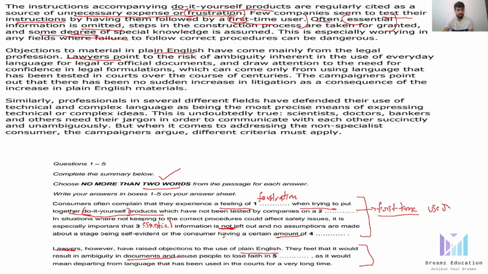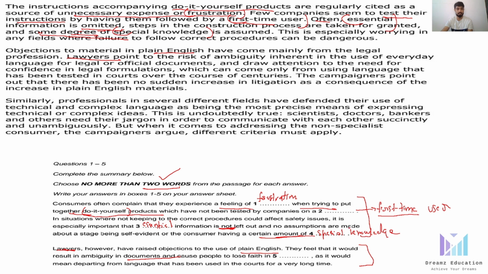So what they are saying, consumers having a certain amount of something, some degree of something. Some degree of and certain amount of, so I think it is almost relatable, right? So I'll write my answer as special knowledge.